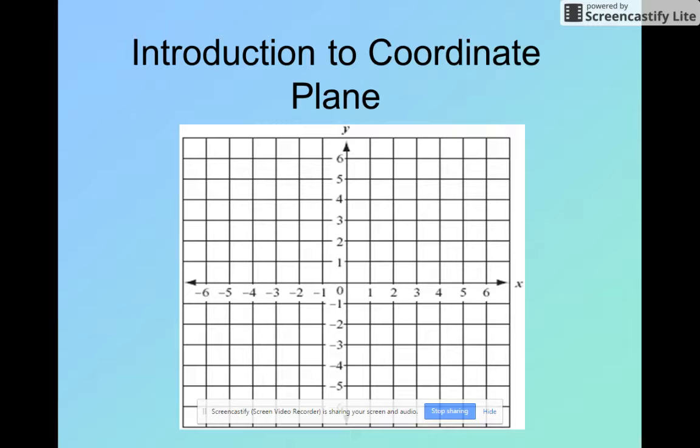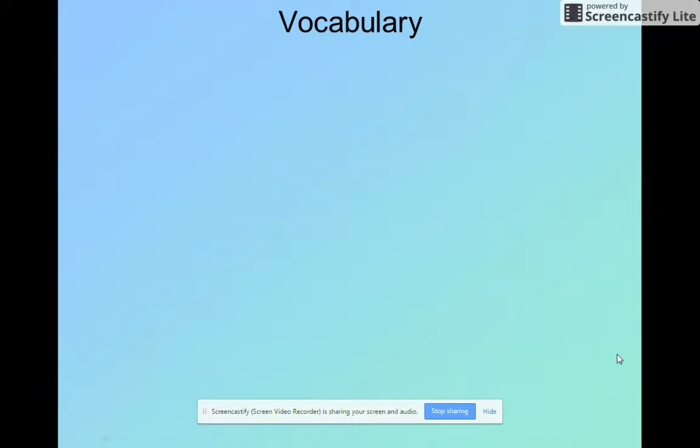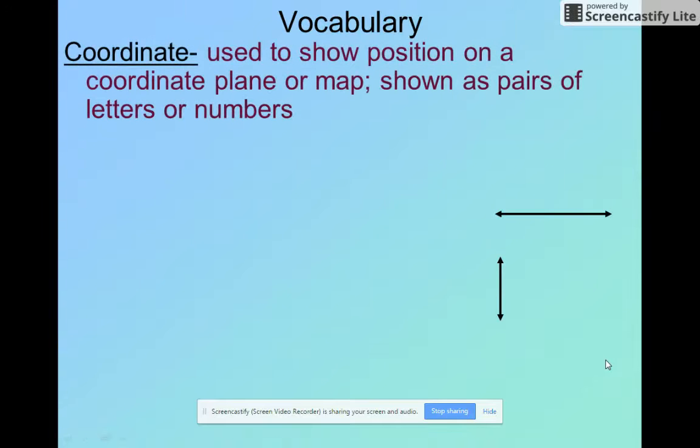Hey guys, today we are going to be taking a look at the coordinate plane. We're going to start off with a little bit of vocabulary. Our first vocabulary is an actual coordinate, and that is used to show position on a coordinate plane or map, and it's shown as pairs of letters or numbers.